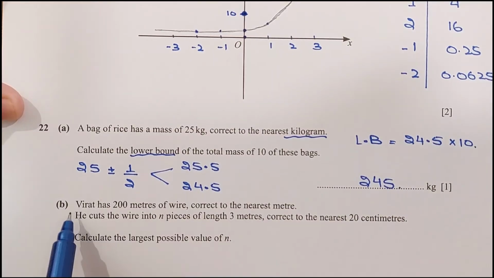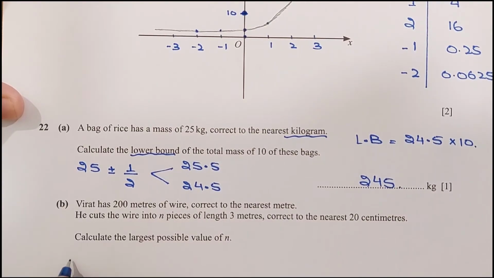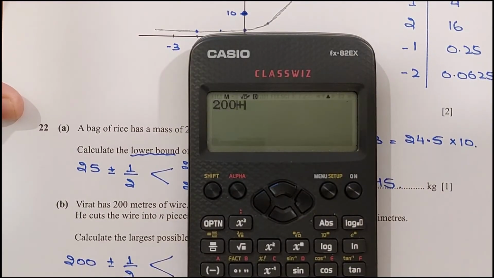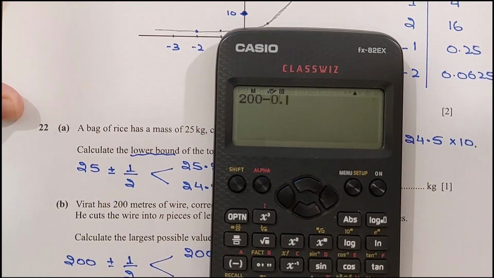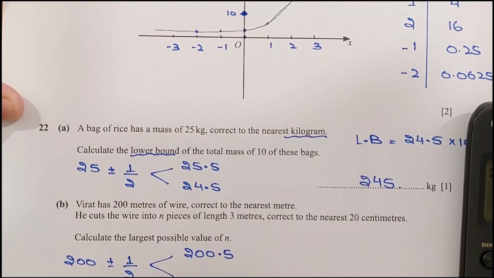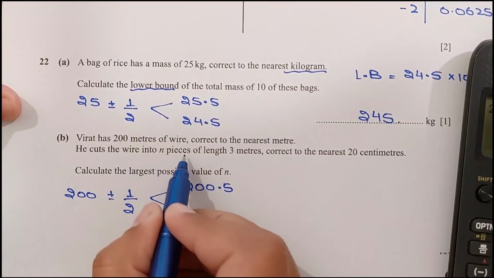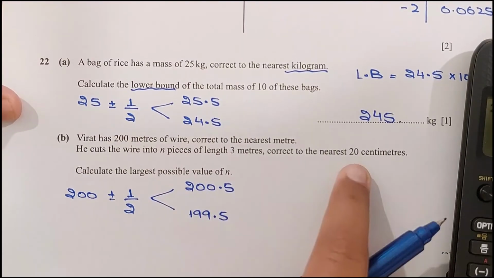Now part B: Virat has 200 meters of wire, correct to the nearest meter. Okay, 200 plus or minus 1 by 2, so 0.5, right? So 200 add 0.5 is 200.5, and 200 subtract 0.5 is 199.5, the upper and lower bounds. Now for the next part of the question, it says he cuts the wire into n pieces of length 3 meters. So each piece has a length of 3 meters, correct to the nearest 20 centimeters.